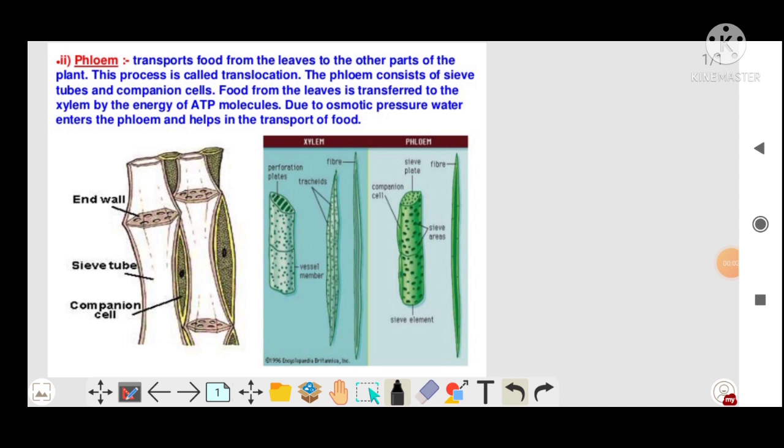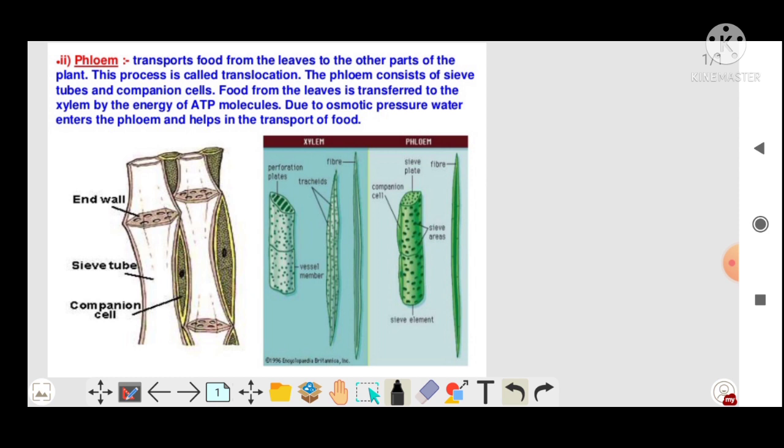Next, come to the next conducting tissue, which is phloem. What is the function of phloem? Phloem transports food from the leaves to the other parts of the plant, and this process is called translocation. It is a very important question. What is translocation? Translocation is that process by which phloem transports food from the leaves to the other parts of the plant.